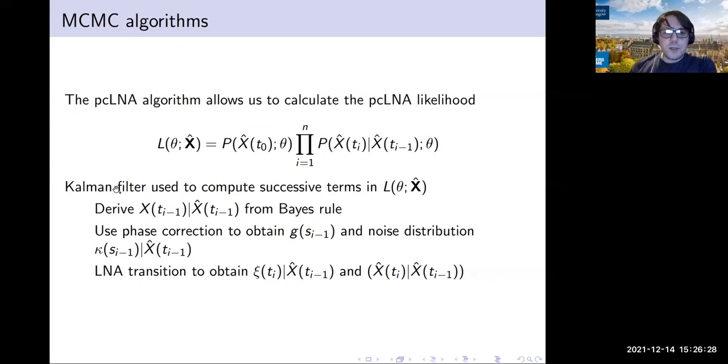So the Kalman filter that we have allows us to derive the predicted state at time ti minus 1 given the known state at time ti. We then use the phase correction from the linear noise, or the phase corrected linear noise approximation, to obtain the correct noise distribution, or a better noise distribution than would be obtained under the standard linear noise approximation. And then we use a standard update to revise the model prediction when we get this new data point xti. We do that successively because of the Kalman filter. These are all multivariate normally distributed, and we just take the product of those distributions over the successive time points to get our overall likelihood.